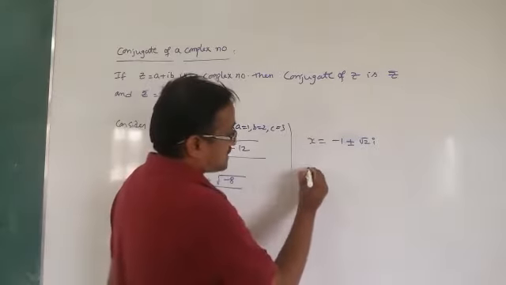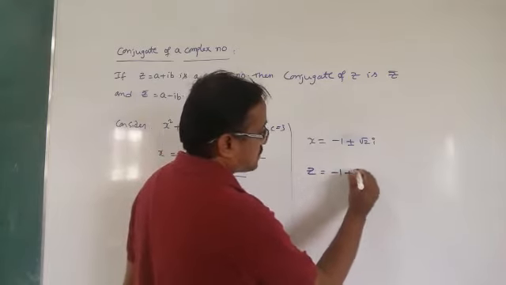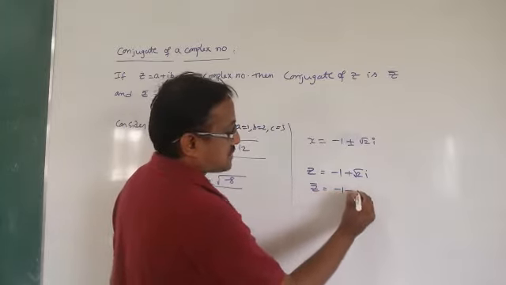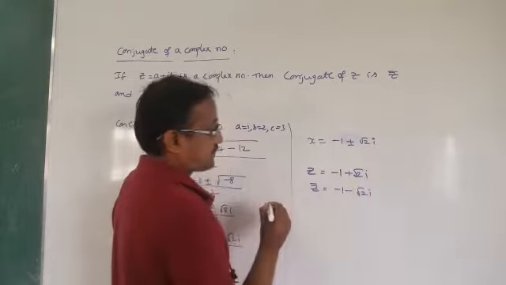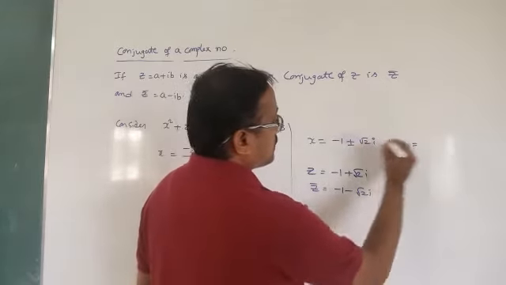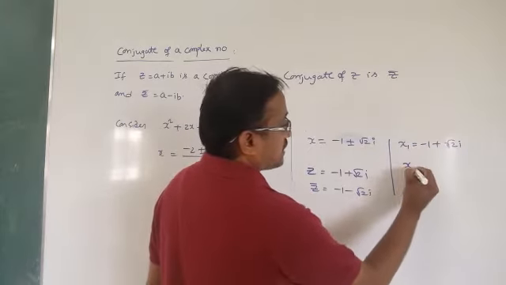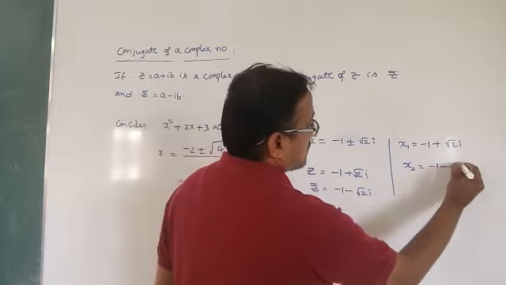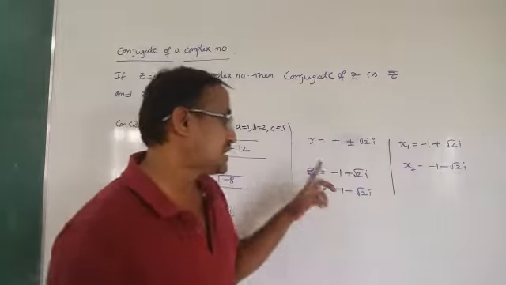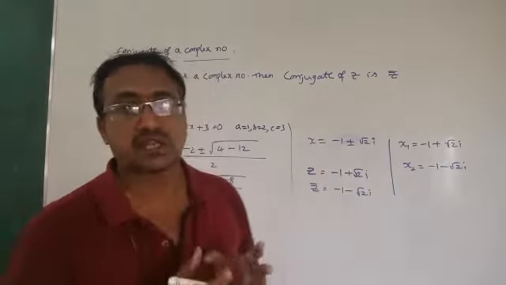Now clearly you can see, if z is one root, that is minus 1 plus root 2i, another complex number is minus 1 minus root 2i. So one root of the quadratic equation is minus 1 plus root 2i, another root is minus 1 minus root 2i. Clearly you can see one root is the conjugate of the other.